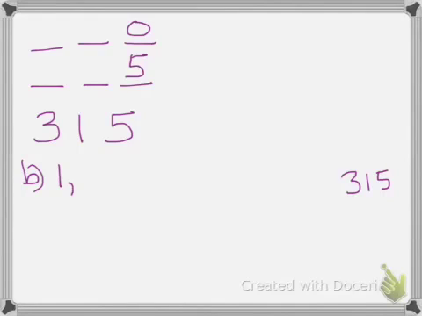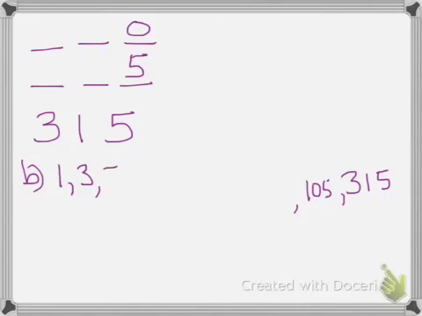Is it divisible by 3? Well, the digits add up to 9, so it's divisible by 3. 3 goes with 105, because factors come in pairs. Okay, is it divisible by 4? Well, the last 2 digits are not divisible by 4, so it's not divisible by 4.